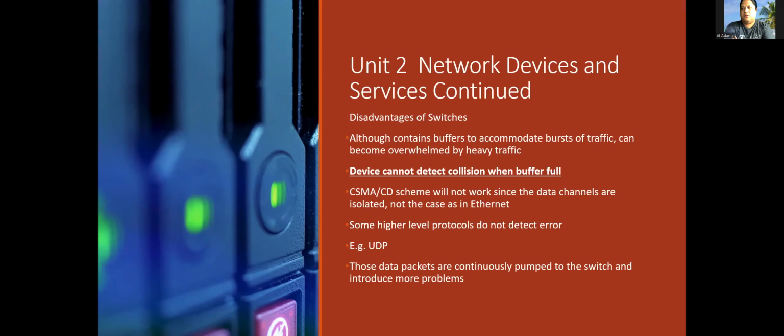Some higher-level protocols do not detect errors. UDP does not detect errors. Those data packets are continuously pumped to the switch and introduce more problems. It can just back up and get huge, like being stuck in rush hour traffic where you can't move, essentially, with network information. It would be down to a trickle. So let's talk about access points.